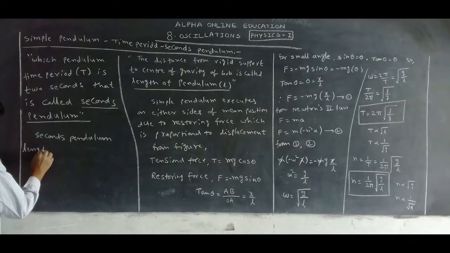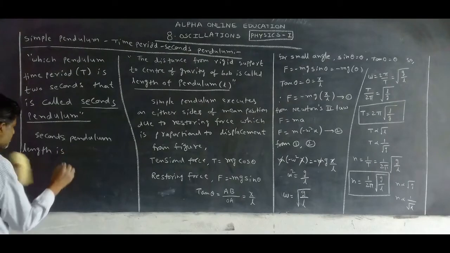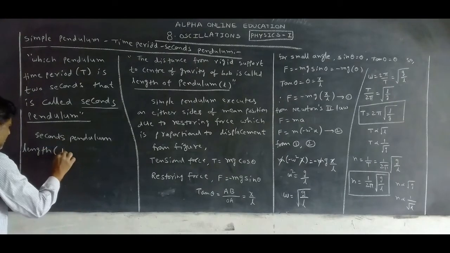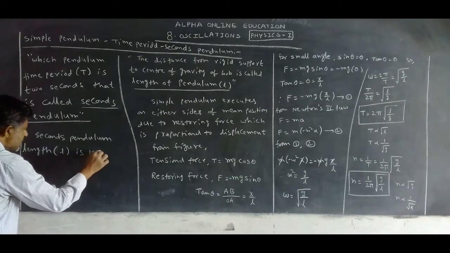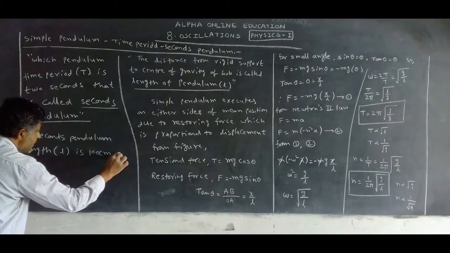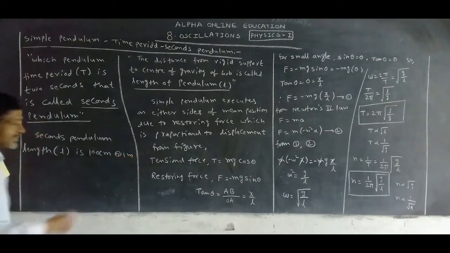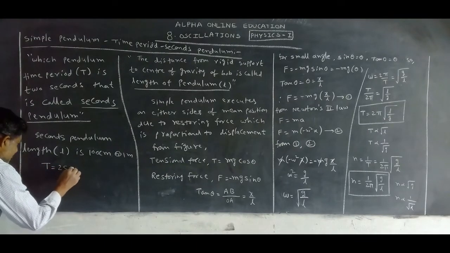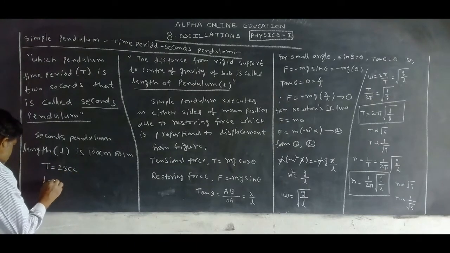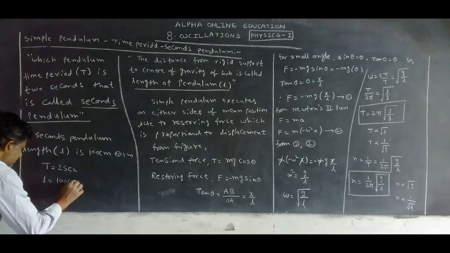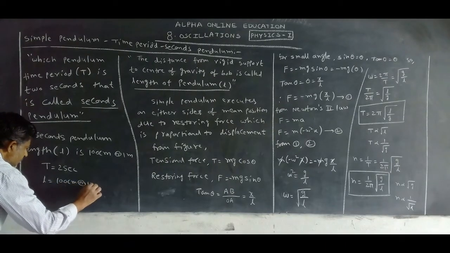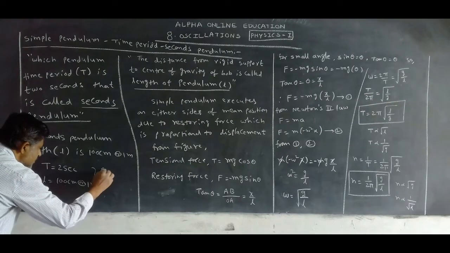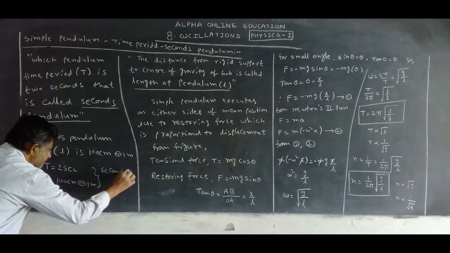The length of a seconds pendulum is 100 centimeter or 1 meter. Means capital T is equal to 2 seconds, L is equal to 100 centimeter or 1 meter. For which one? Seconds pendulum.